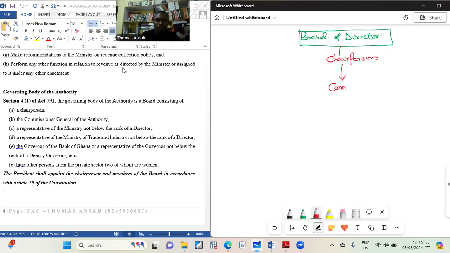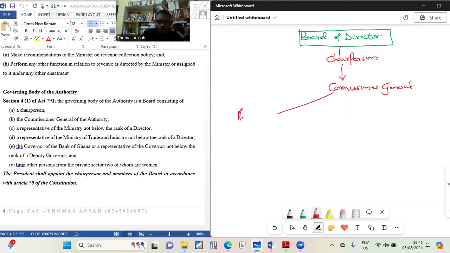So with that, we have the commissioner general, and now it's a lady. It used to be Reverend Amishadai. So we have 1 commissioner general. Now, after this commissioner general, we have representation from these 3 major ministries who are normally part of cabinet.